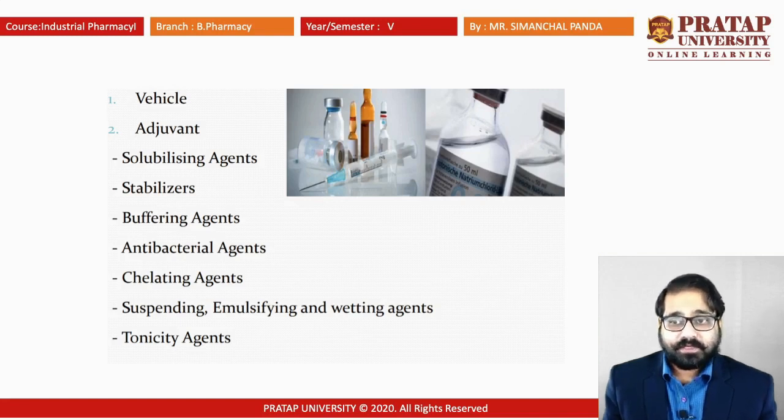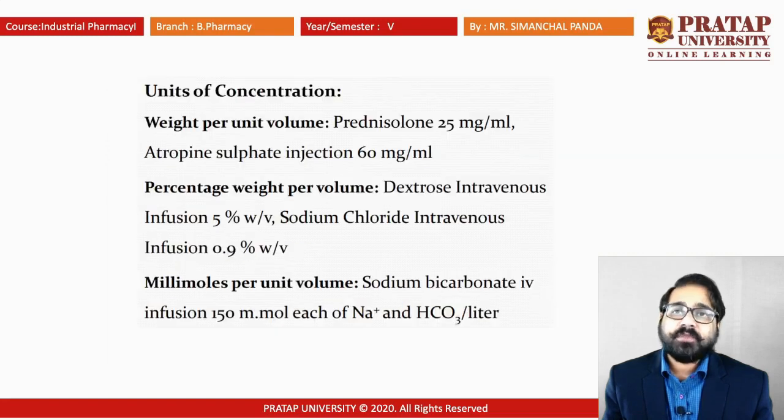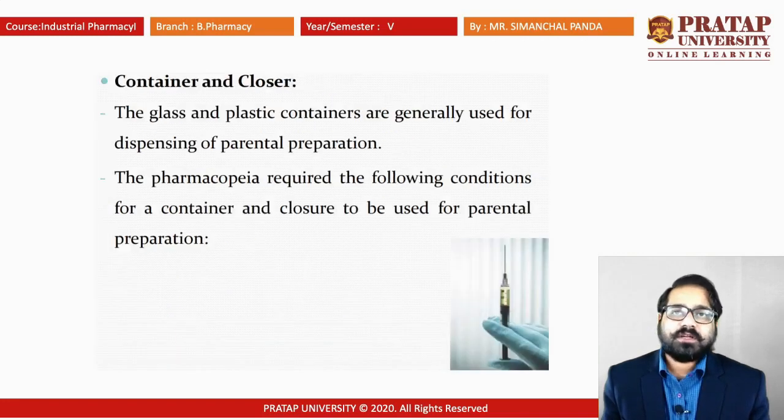These may be solubilizing agents, stabilizers, buffers, antibacterials, chelating, suspending, emulsifying, wetting agents, and tonicity agents. As for units of concentration, some examples are given: weight per unit volume, percentage weight per volume, or millimoles per unit volume. These are the different ideal concentrations we require for the formulation of parenteral preparations.